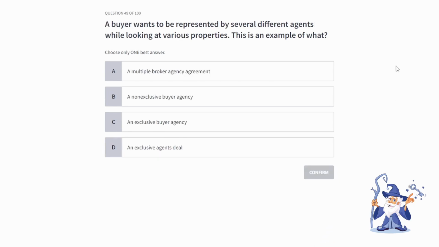All right, 49. A buyer wants to be represented by several different agents while looking at various properties. This is an example of what? And it gives us 4 options. A, a multiple broker agency agreement. B, a non-exclusive buyer agency. C, an exclusive buyer agency. Or D, an exclusive agents deal. So take a moment to think that one over and come up with your answer.